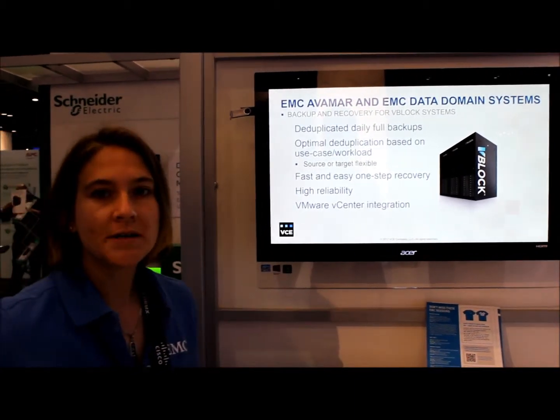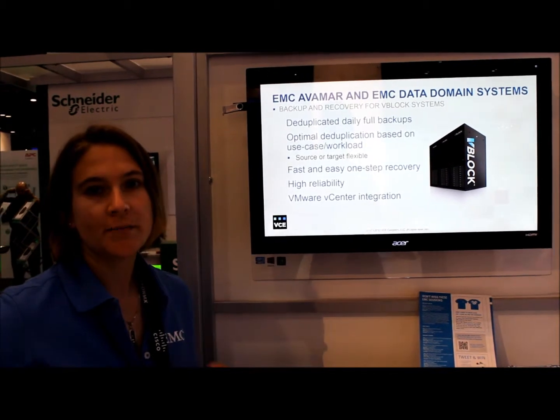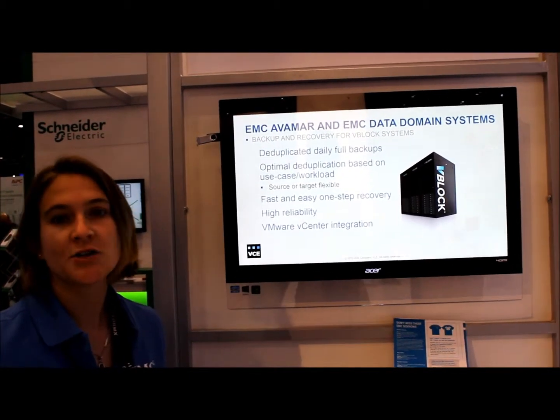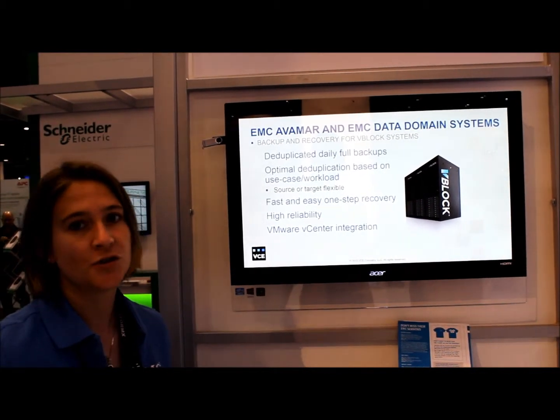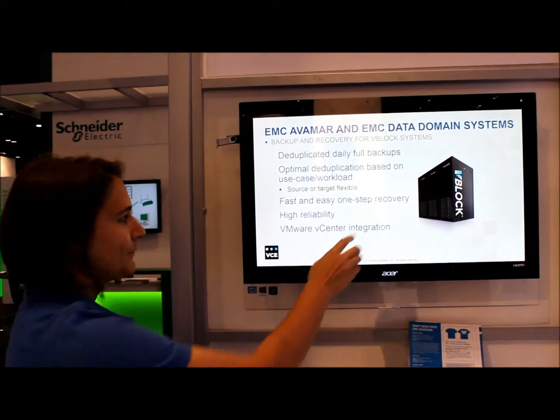You get fast and easy one-step recovery, and you also get a high reliability and availability product built right into the Avamar data store in the RAIN nodes. RAIN is redundant array of independent nodes. It's like RAID for servers. And of course you get tight coupling with VMware.